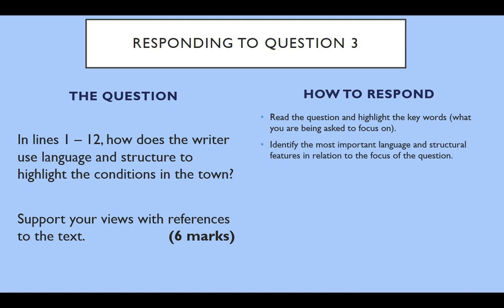You then need to go to the section you've been directed to and look at the most important language and structural features in relation to the specific focus of the question. There will be some features that you may have highlighted and annotated when you were reading the text that are not relevant to the focus of this question. If they're not relevant, don't comment on them. Only comment on the ones that relate to the focus of the particular question you're answering.